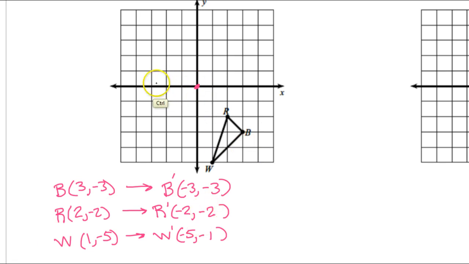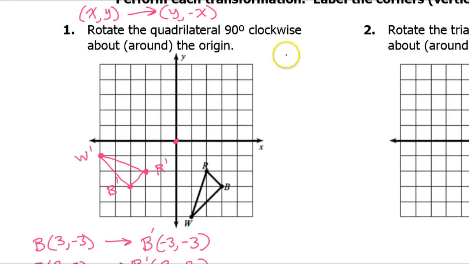Negative 3, negative 3 would be right here. So that's your B prime. Negative 2 is going to be right here. So that's R prime. And then negative 5, negative 1 is going to be right here, so that is W prime. And we can just connect these points for the image. Okay, so that's how you rotate 90 degrees clockwise about the origin.